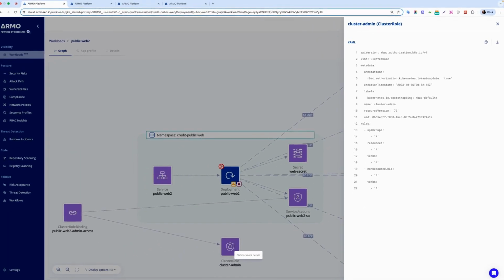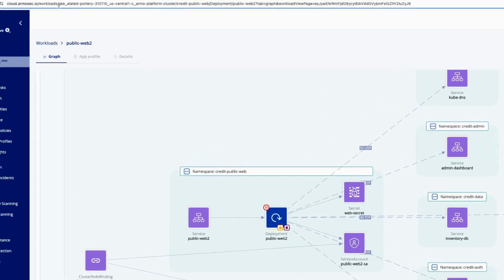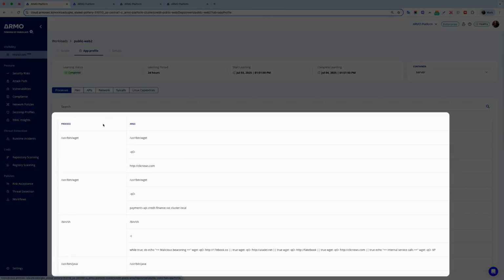Now, let's switch to the application profile. Understanding how your workloads operate is crucial. For security processes running inside the container, detecting malicious or unexpected processes is vital. It helps in identifying suspicious activities like auto-mining, reverse shells, or rogue binaries before they cause harm.